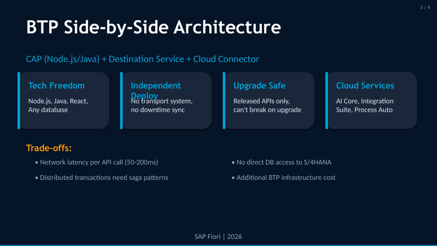You can use any programming language, any database, any front-end framework. Want React instead of UI5? Want PostgreSQL instead of HANA? You can. Your app deploys, scales, and updates independently of S/4HANA. No transport system, no downtime coordination. Since you only touch released APIs, S/4HANA upgrades cannot break your extension. You get access to BTP services like SAP AI Core, SAP Build Process Automation, and the SAP Integration Suite natively.